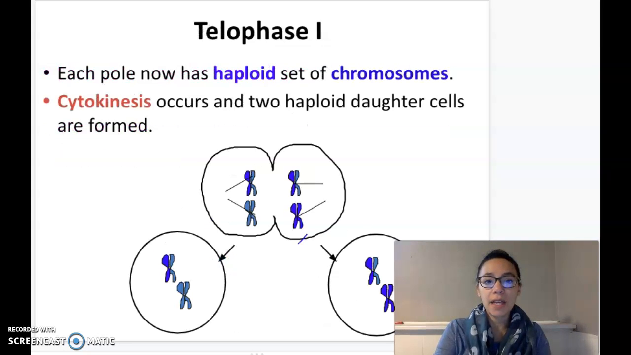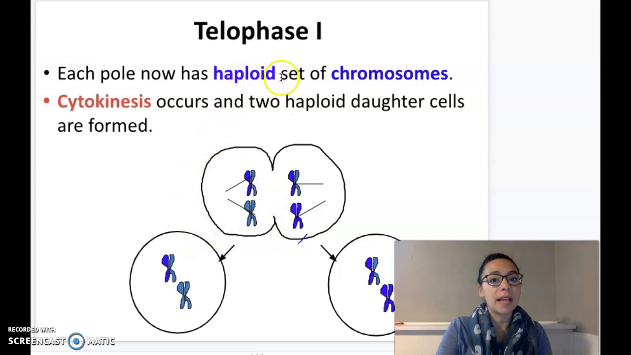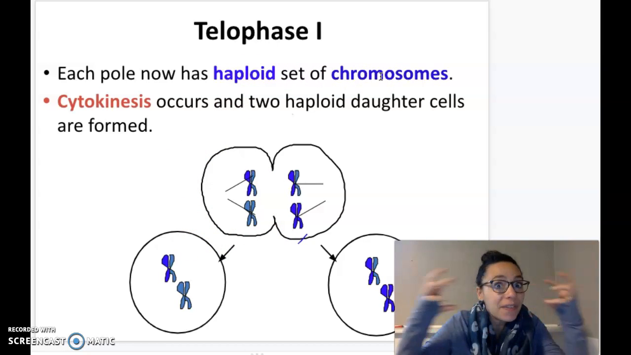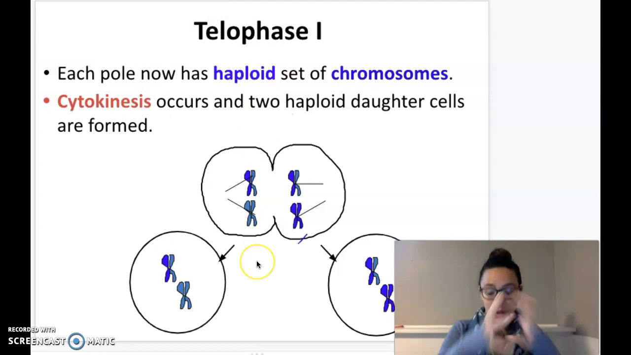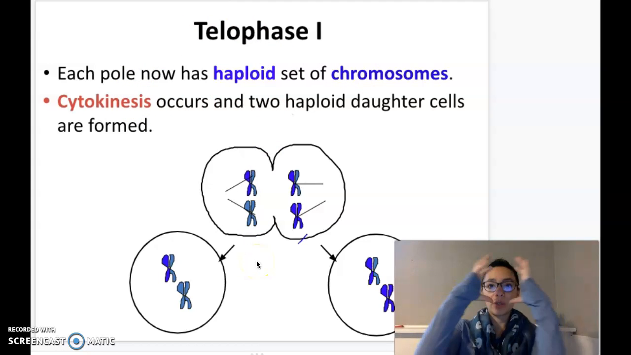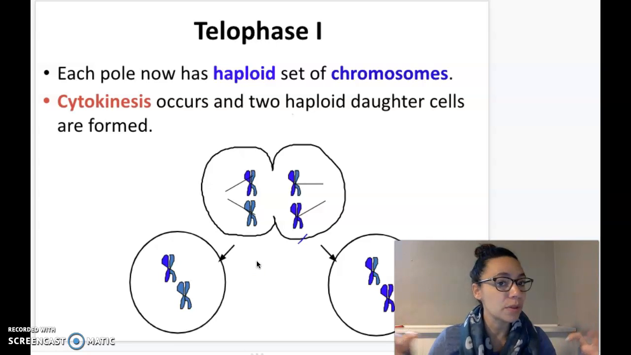And then telophase, essentially we're separating. Each pole now has a haploid set of chromosomes, so half the number of the original cell. Cytokinesis occurs and we end up with 2 cells now. So where we started with 1 cell with 4 chromosomes, now we've got 2 cells with 2 chromosomes.